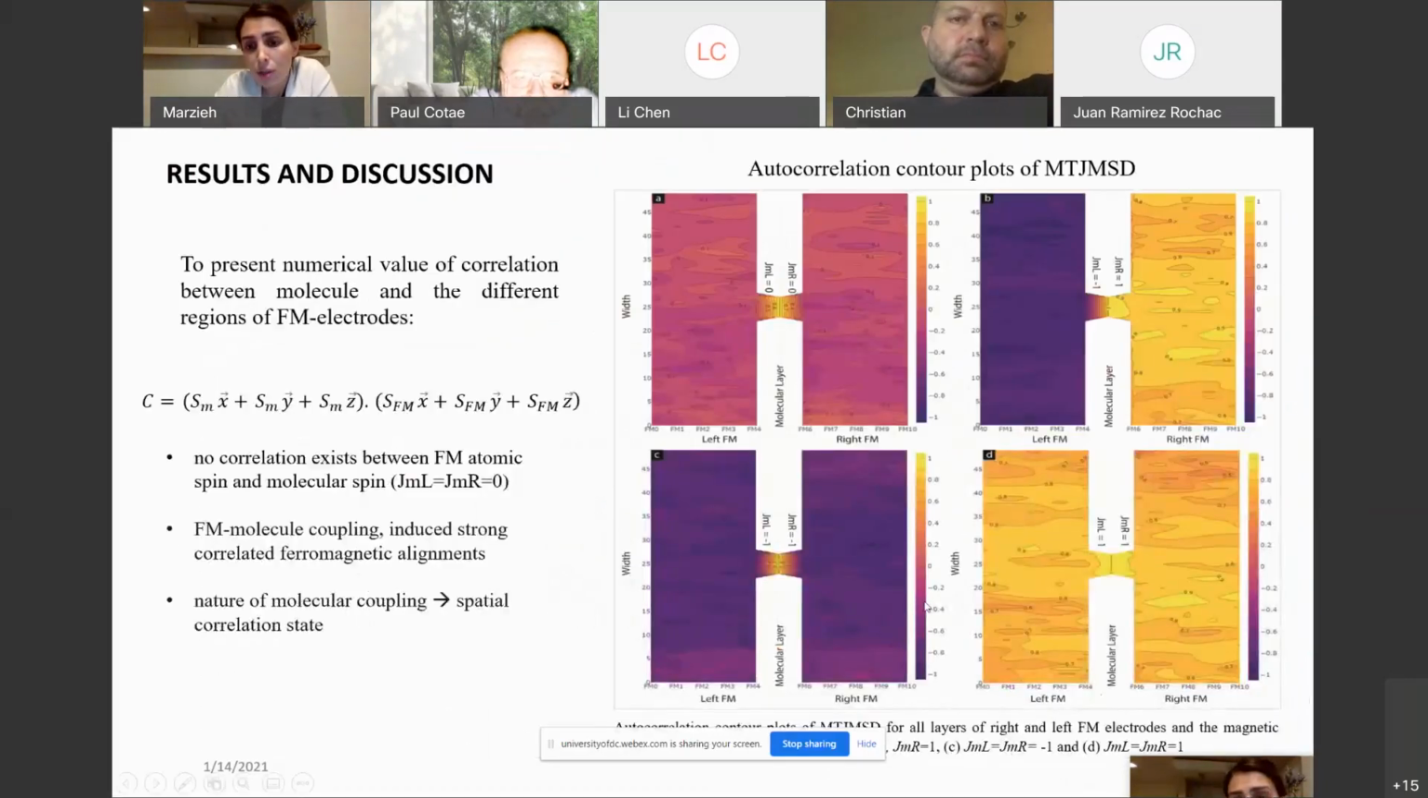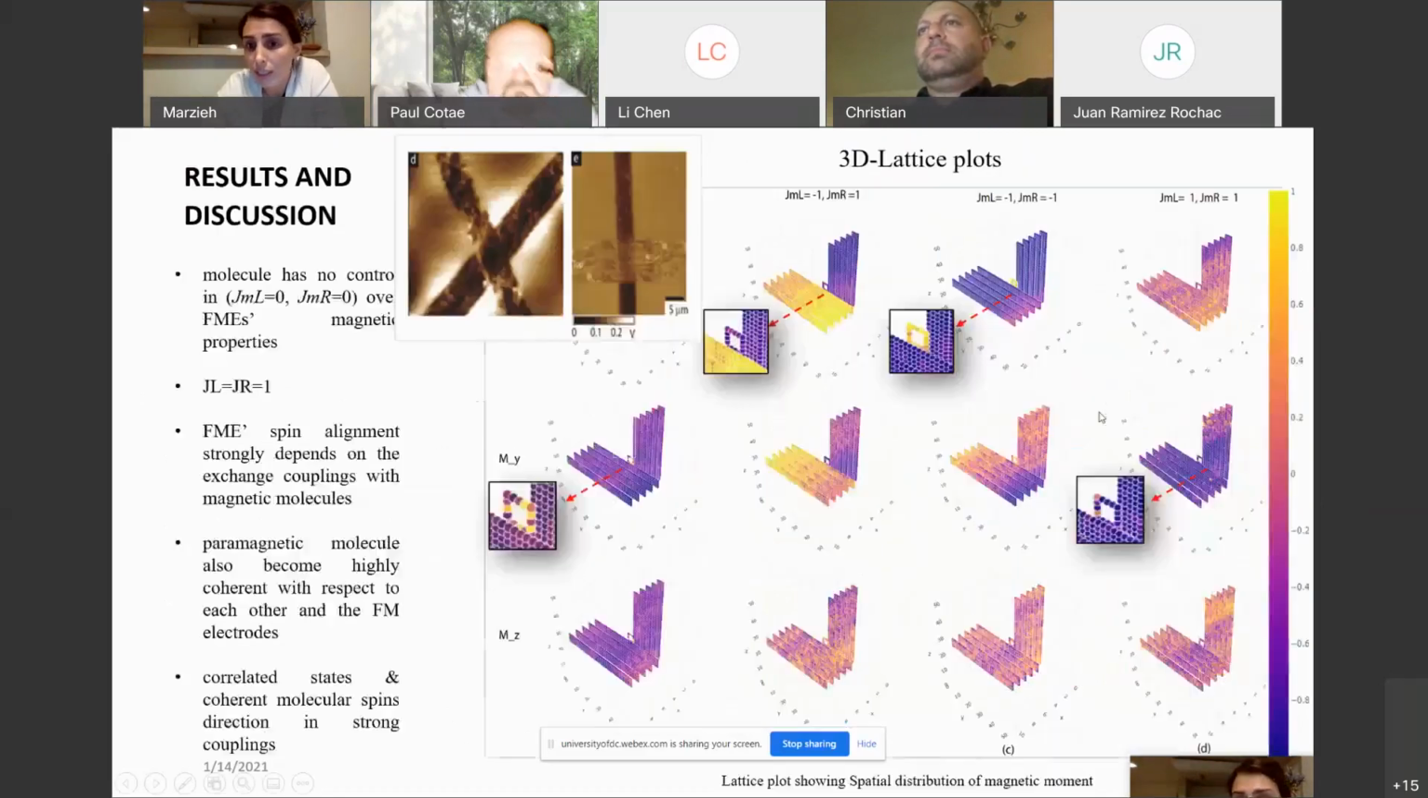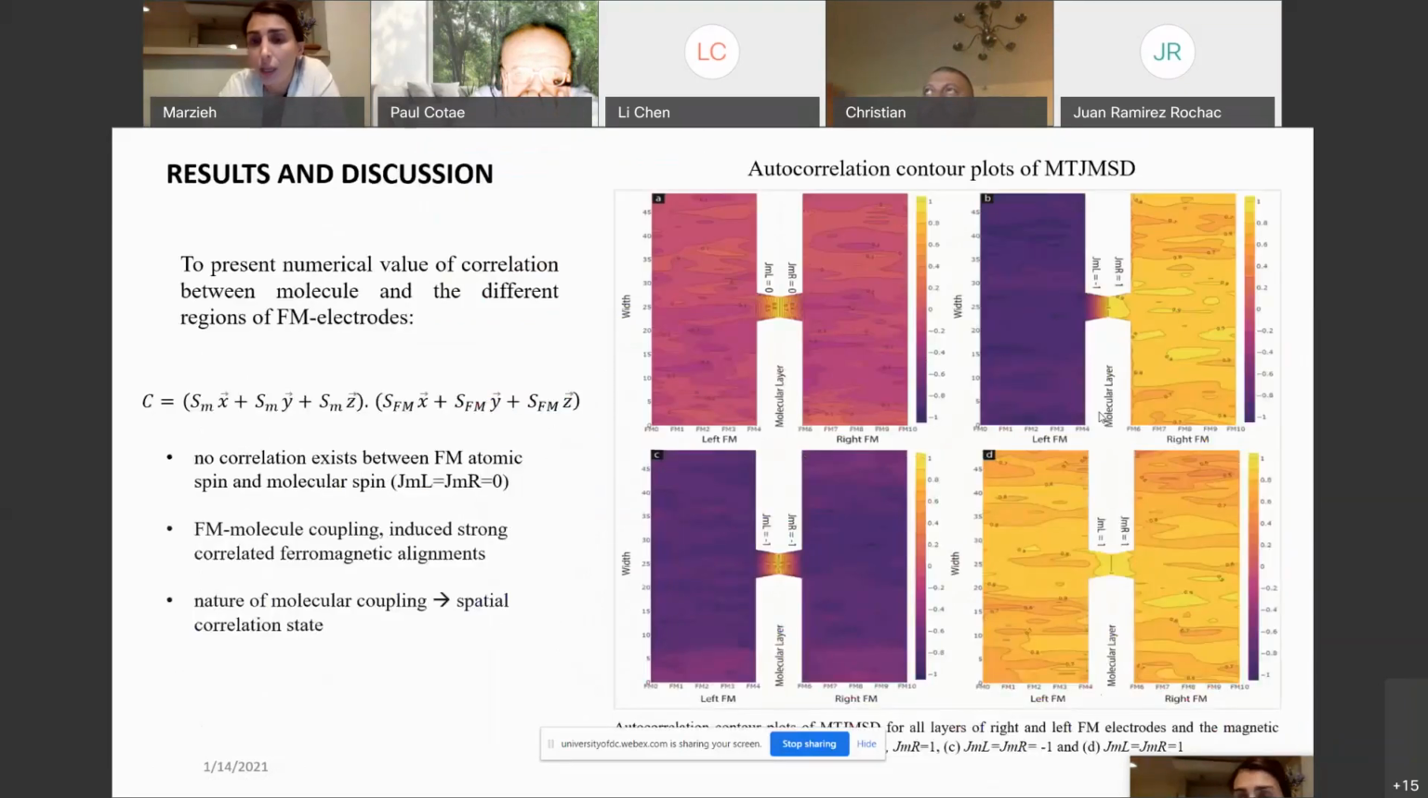So we have also the autocorrelation contour plots. When we look at these lattice plots, we cannot see numerically how these spins, or how the magnetic moments of the spins, are correlated. But with the help of the autocorrelation contour plot, we can observe it clearly.